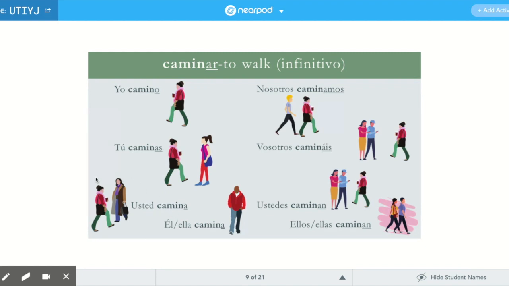Usted camina, so you walk again, but now we're speaking in a formal situation or to somebody that we would speak to formally, like a boss or an older adult. Él camina, he walks, or ella camina, she walks. Nosotros o nosotras, if it's a group of just girls and we're saying we walk. Caminamos. Vosotros camináis, so you all walk if we're in Spain. Ustedes caminan, so you all walk if we are anywhere but Spain. Ellos o ellas caminan, so they walk. Again, if it's a group of just girls, we would say ellas.